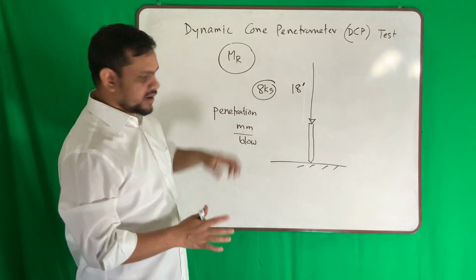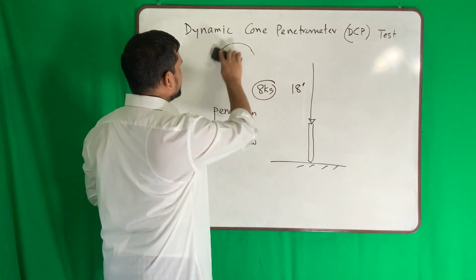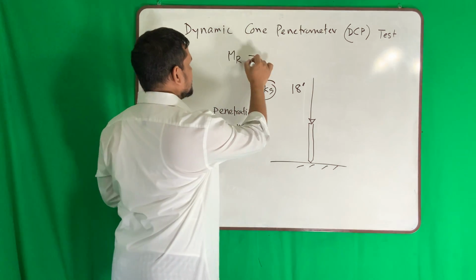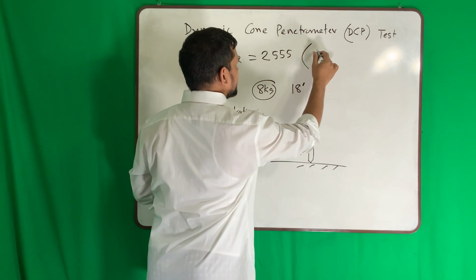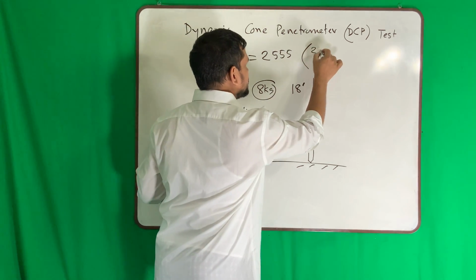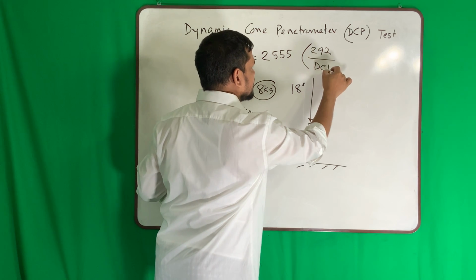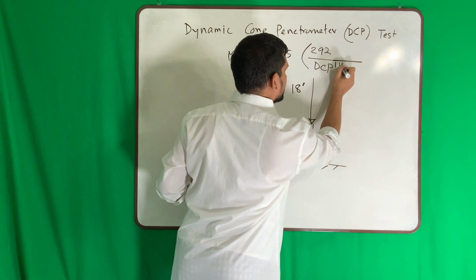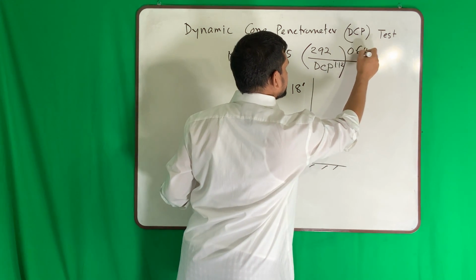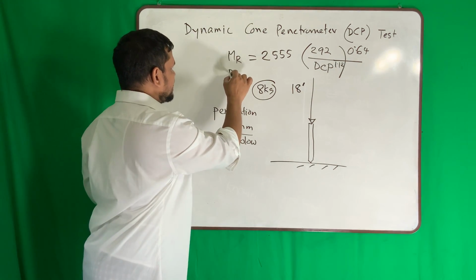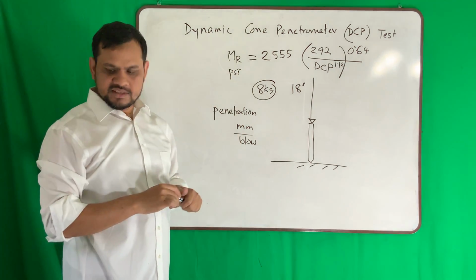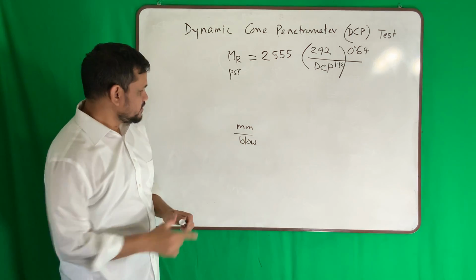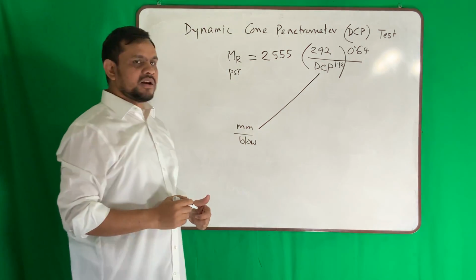Then how do we calculate MR? In your book there is the equation. Let me see, I did not memorize it. It is 255 then 292 DCP 1.1 to 0.61, 1.12 then 0.64. So using this test we get the resilient modulus in PSI. This value will be in millimeter per blow.